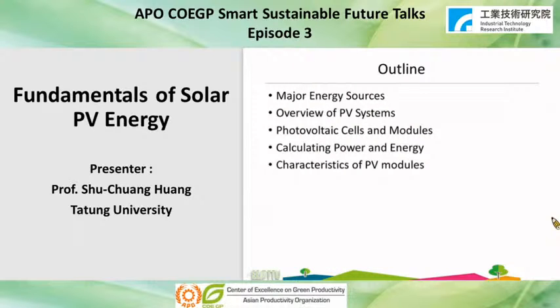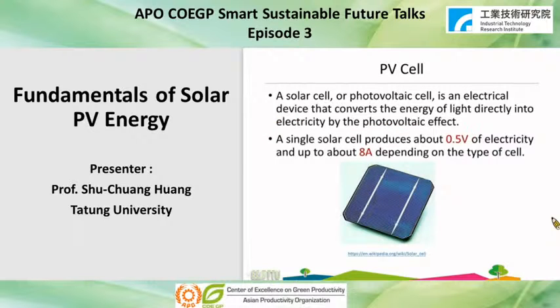So we have the basic idea about the energy sources and how we can use that to build PV systems. Now let's go down to the cells and modules. A solar cell or PV cell is an electrical device that converts the energy of light directly into electricity by the photovoltaic effect. A single solar cell produces about 0.5 volts of electricity and up to about 8 amps of current, depending on the type of the cell.